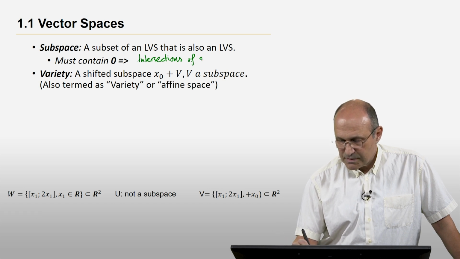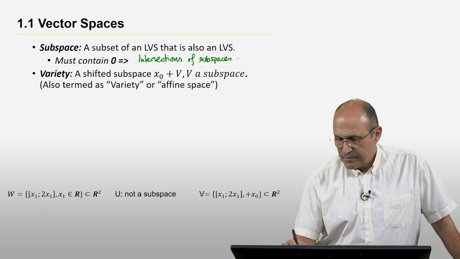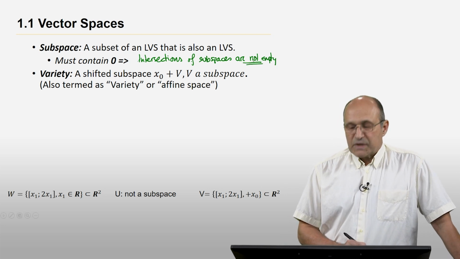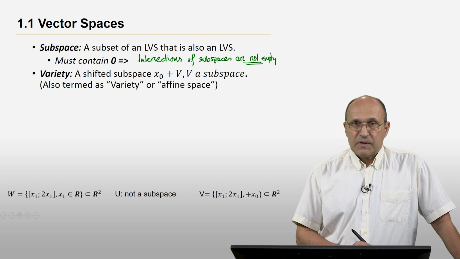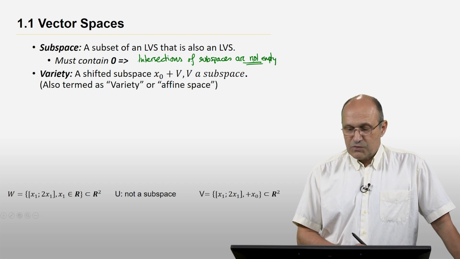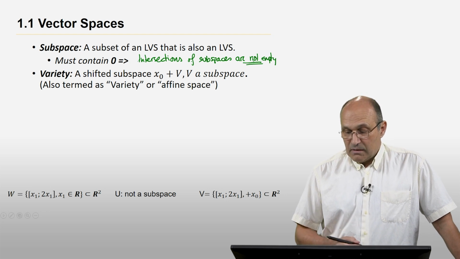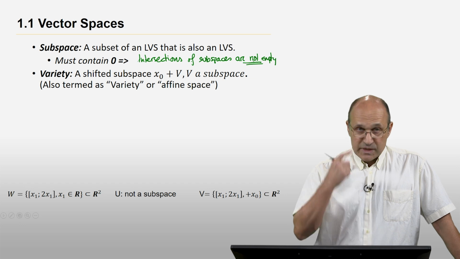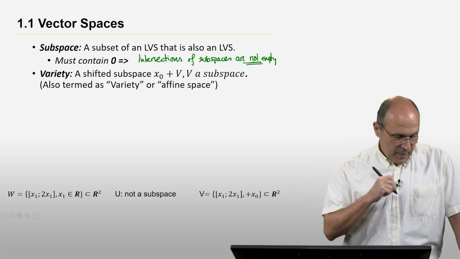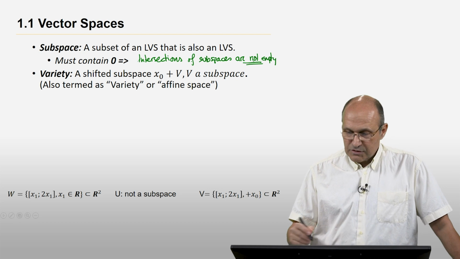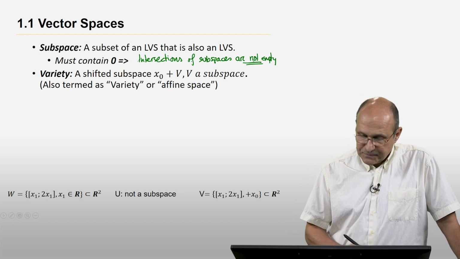intersections of subspaces are not empty. Okay, and this is important. Sometimes we do write that the intersection of the two subspaces should have a certain property. It should be just a 0 element. Don't misinterpret that as an empty set. Intersections of subspaces are never empty.